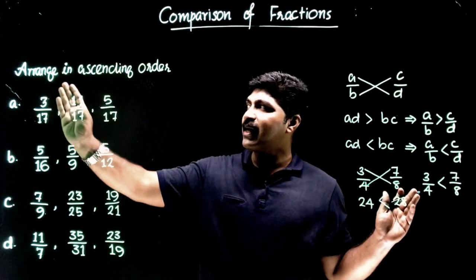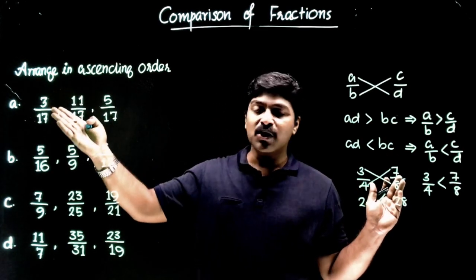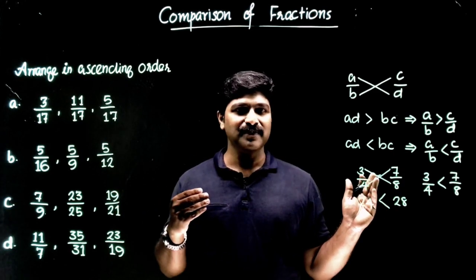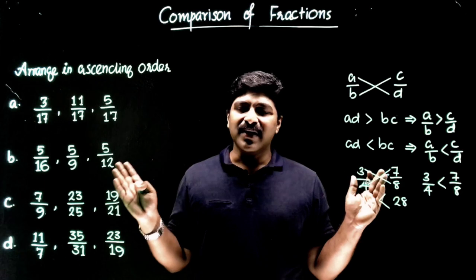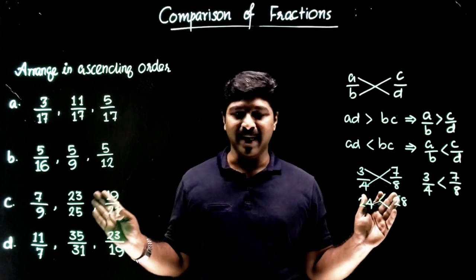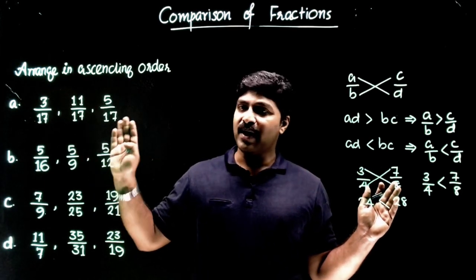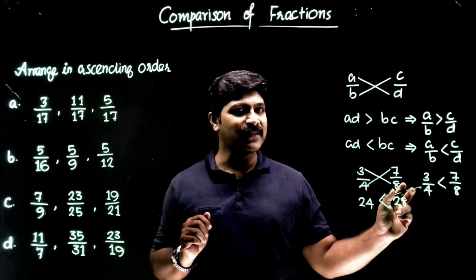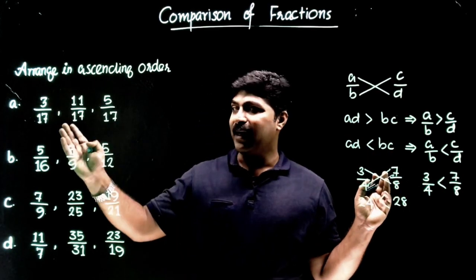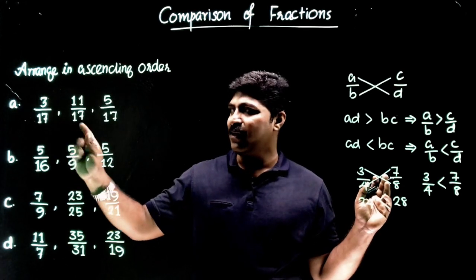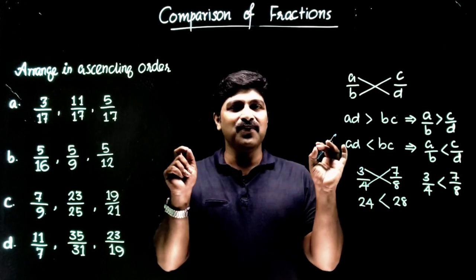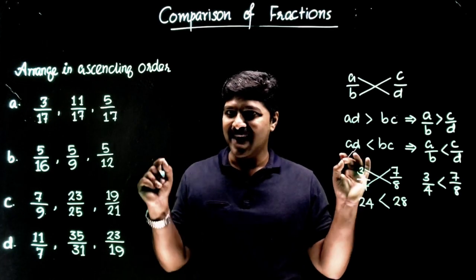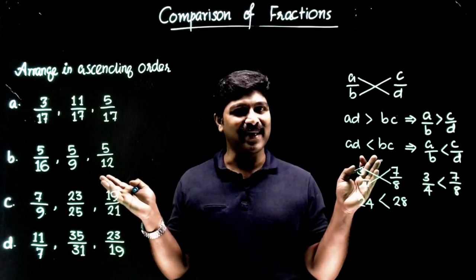But when we are considering arrangements like this, arranging in ascending or descending order, it's a little bit challenging. If you need to find out which is the largest or the least, within a single step of operation you can reach the conclusion. But here, it's not like that. So what do you want to do? I will give you the basic tips to compare or arrange the fractions in ascending or descending order.